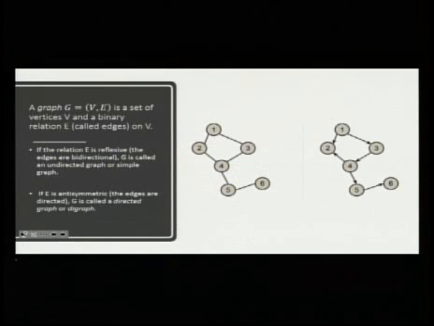So there's two main flavors of graphs. You can have undirected graphs and directed graphs. For undirected graphs, the edges are bidirectional. And for directed graphs, you now have an order. So here's undirected graphs and directed.